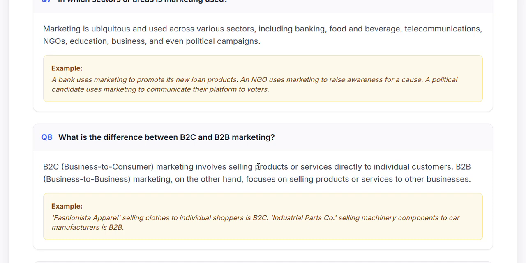For example, Fashionetta Apparel sells clothes to individual shoppers in B2C. Industry Parts Corp sells machinery components to car manufacturers in B2B.